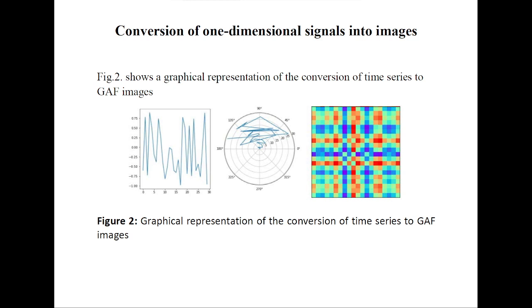Figure 2 shows a graphical representation of the conversion of time series to GAF images. So at the beginning we have just a regular time series, then it is converted to polar coordinates, and finally it is represented and encoded into images.